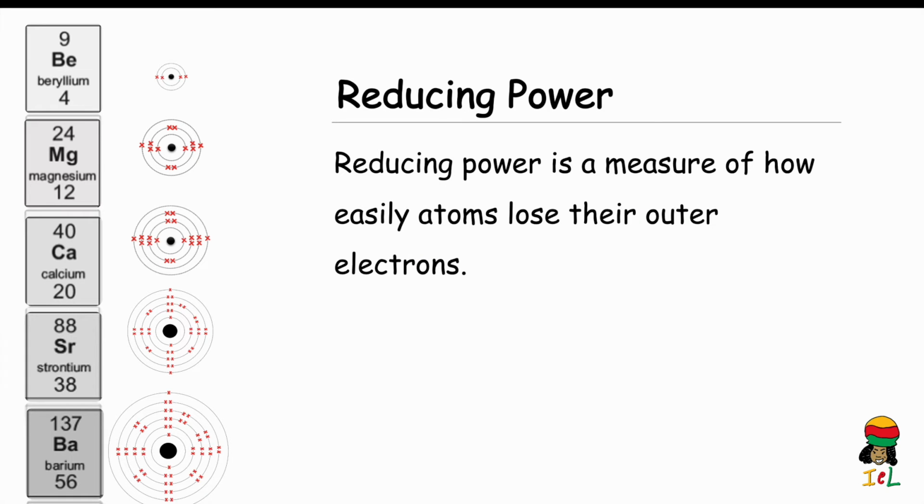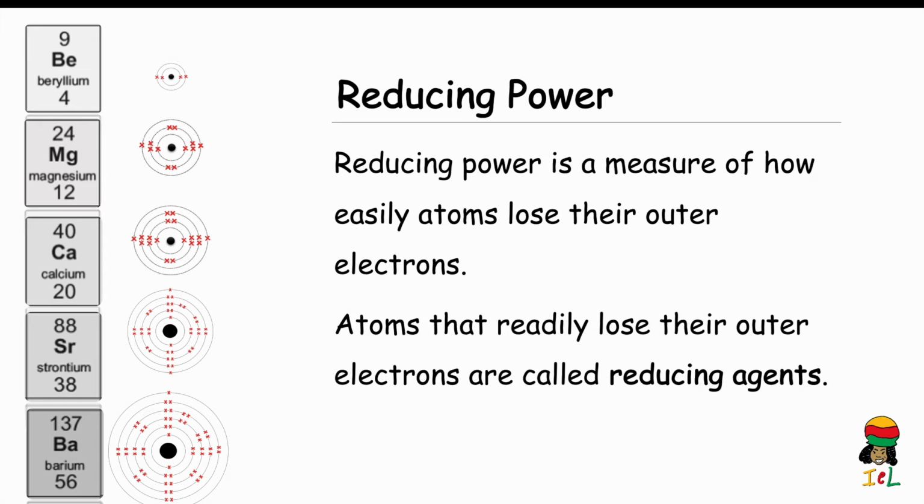The next group 2 trend we will examine is reducing power. So what is reducing power? Reducing power is a measure of how easily atoms lose their outer electrons. Also note that atoms that readily lose their outer electrons are called reducing agents.